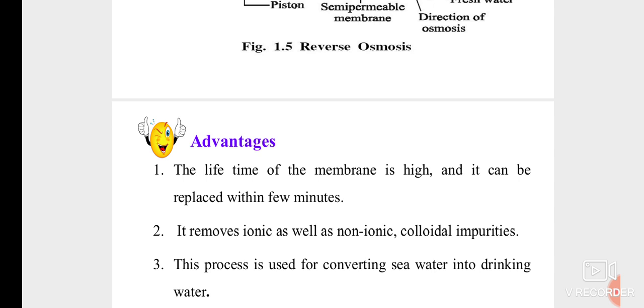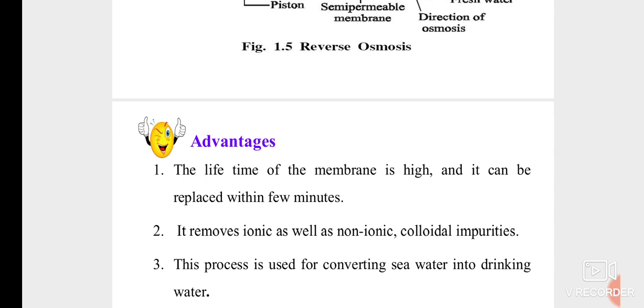What is the advantage? The lifetime of the membrane is very high and it can be replaced within a few minutes. Here we generally use semi-permeable membranes called cellulose acetate and cellulose butyrate. Cellulose acetate and cellulose butyrate are the commonly used semi-permeable membranes. That is the first advantage of the reverse osmosis method.